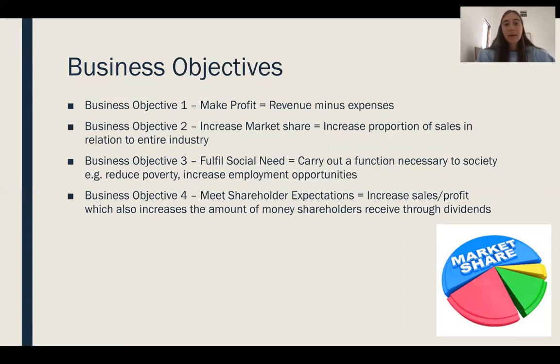The first one is to make a profit, which really every single business has. Essentially profit is just all the money you raise, so your revenue, minus your expenses. So if you generate $100,000 a year from selling tickets, but you have $25,000 in expenses, then your profit is $75,000.